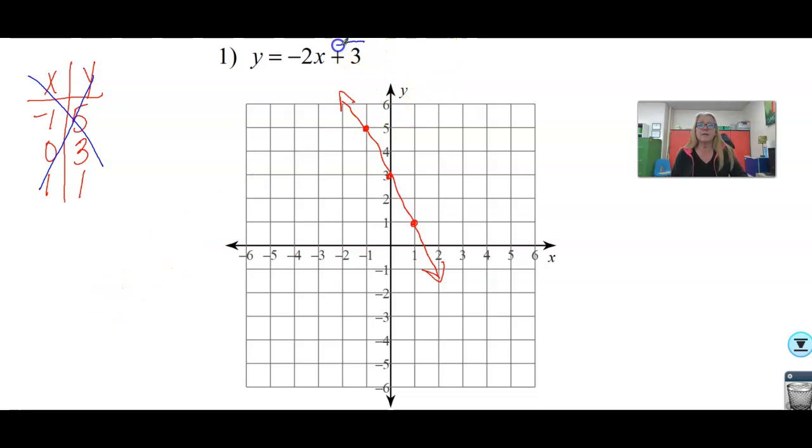We know that this number is the y-intercept. We know that our line is going to cross the y-intercept at 3. Notice it does. Okay. We know it's going to cross at 3. So what we can do is go ahead and put a point there. Okay? We know our line has a point there. Now, in order to draw a line, we need 2 points.